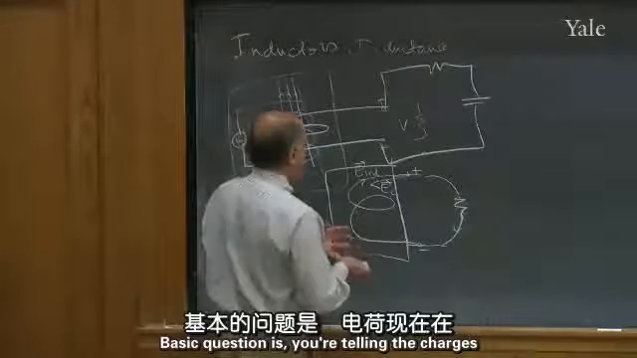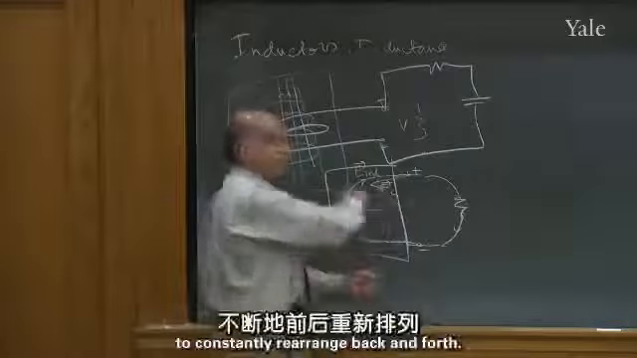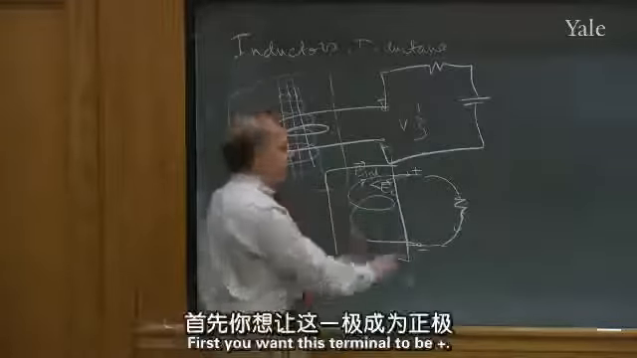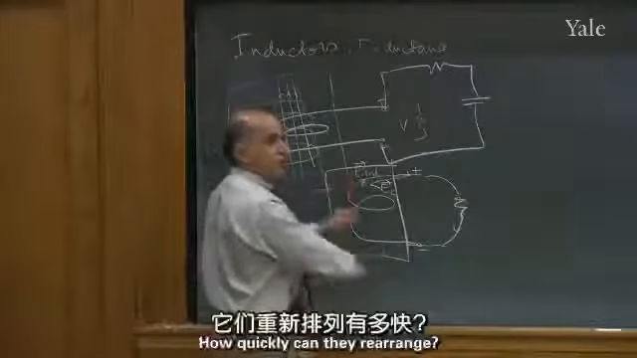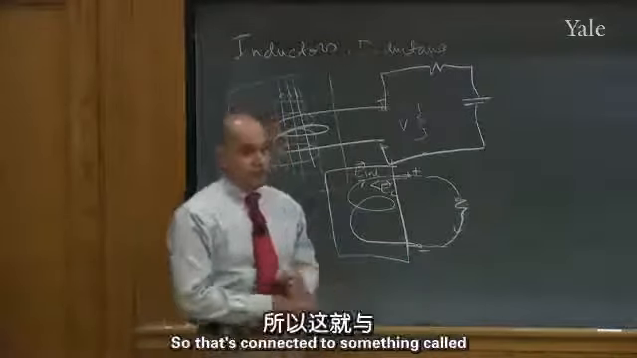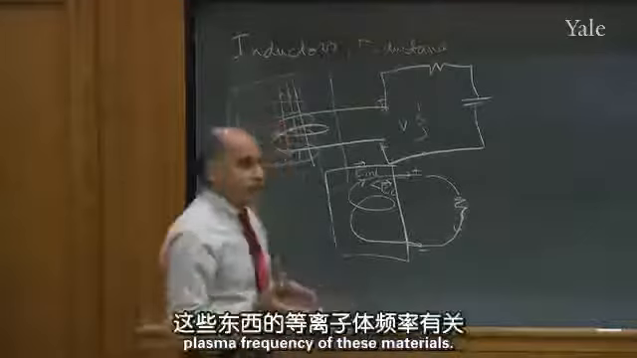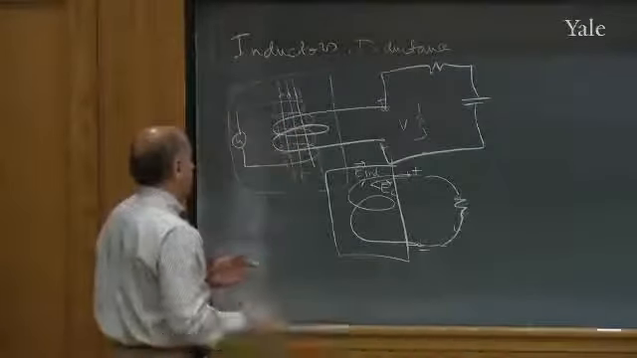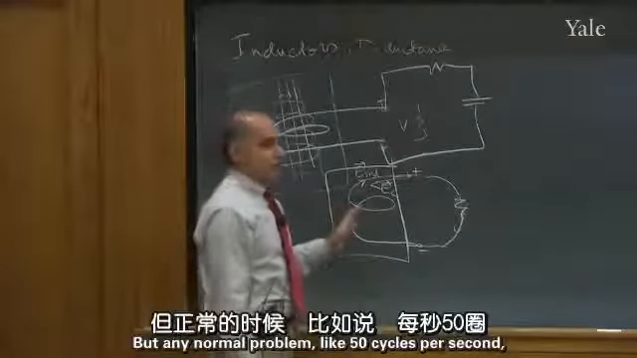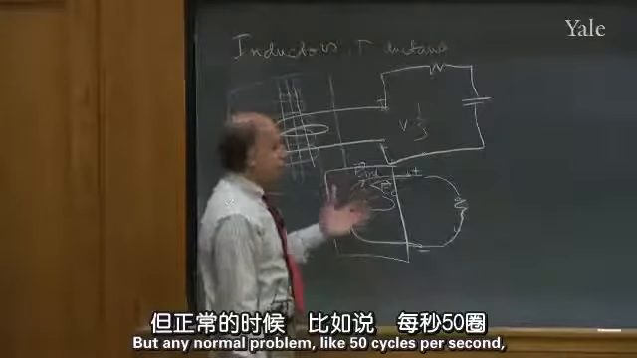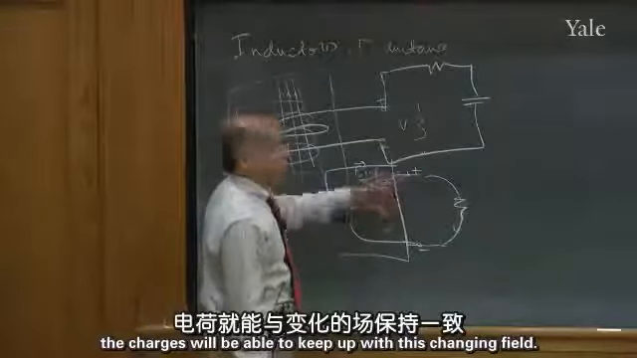The basic question is, you're telling these charges to constantly rearrange back and forth. First you want this terminal to be plus, a short time later you may want that to be plus. How quickly can they rearrange? That's connected to something called the plasma frequency of these materials. And unless the frequencies are like 1 trillion, you don't have to worry about it. For any normal problem, like 50 cycles per second, the charges will be able to keep up with this changing field.